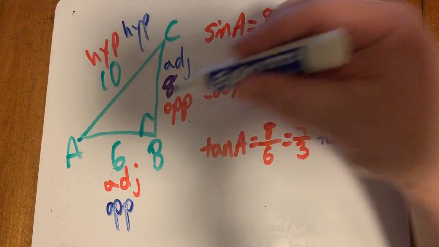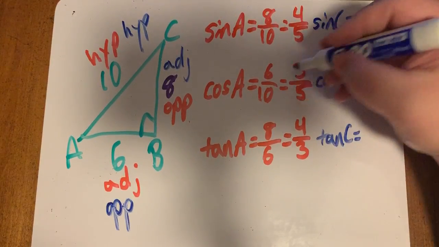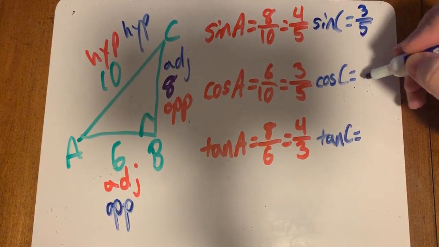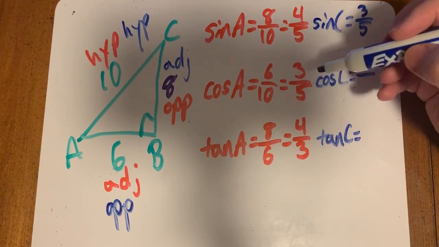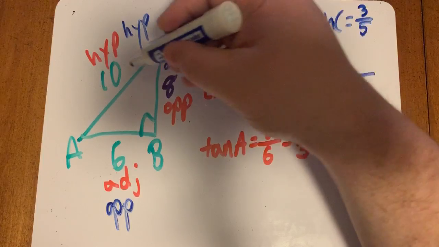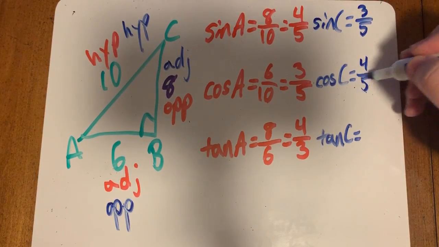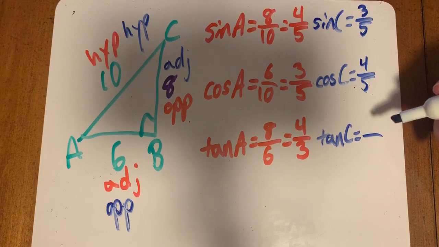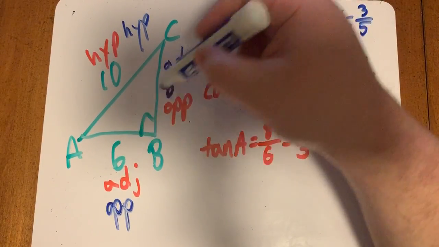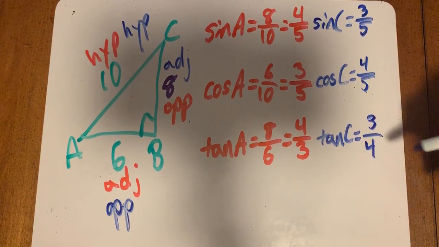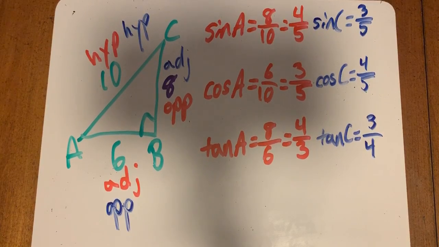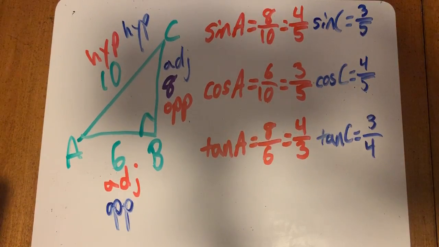So sine, it's opposite over hypotenuse, 6 over 10, we already found that, is 3/5. Cosine is adjacent over hypotenuse. Adjacent to C is 8 over 10, that's 4/5. And tangent is opposite over adjacent, 6 over 8 is 3/4. All right, so that's the basics of trigonometry. We'll talk about solving right triangles using trig shortly, and then next week we'll talk about solving non-right triangles.